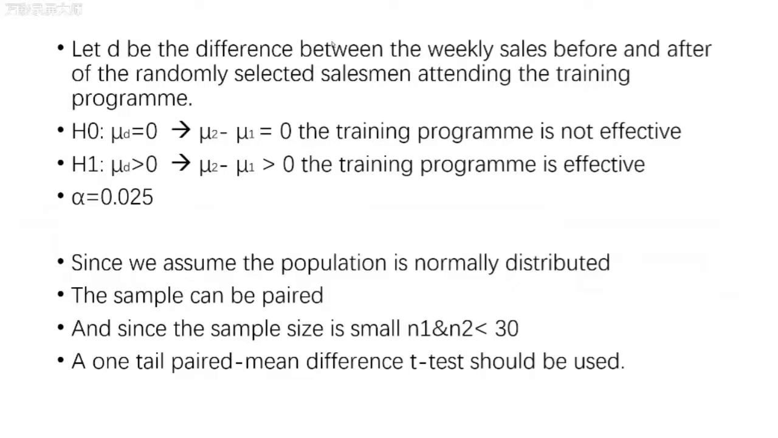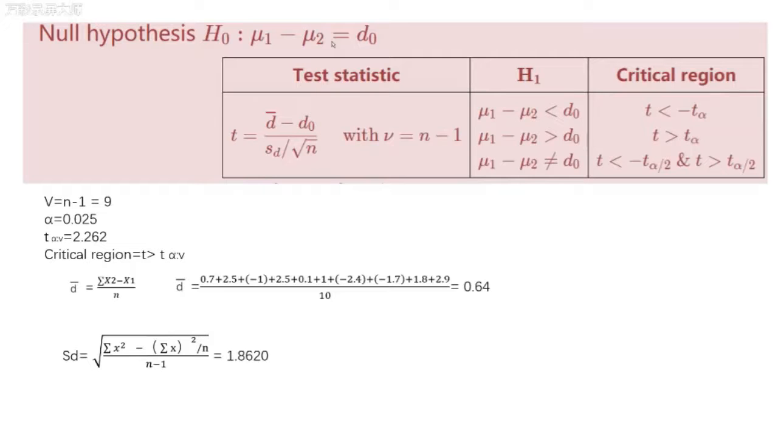We first let D be the difference between the weekly sales before and after of the randomly selected salesmen attending the training programme. We set the null hypothesis as mu D equals 0 and the alternative hypothesis as mu D is greater than 0. And we know alpha is equal to 0.025 according to the level of significance. Since we assume the population is normally distributed, the sample can be paired. And since the sample size is small, both n1 and n2 less than 30, a one-tail paired mean difference t-test should be used. This is the test statistic we're going to be using.